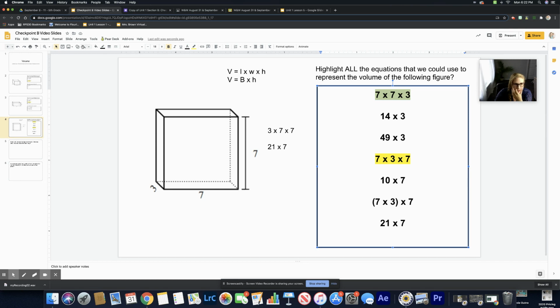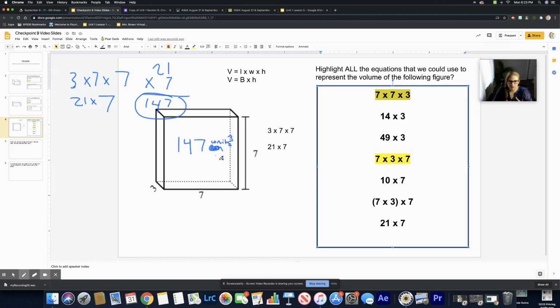Well, I know that if I go to solve this, 3 times 7 times 7, 3 times 7 is 21 times 7. 21 times 7. 7 times 1 is 7. 7 times 2 is 14. So my volume of this figure is 147 units cubed. So I have to figure out which one of these would equal 147.